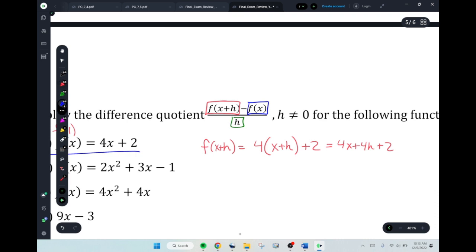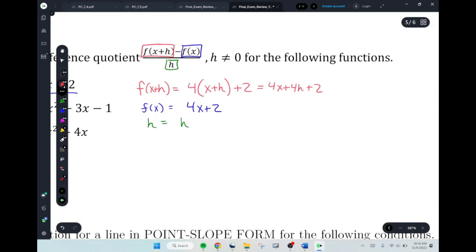Okay, what about the blue problem? What is f of x? 4x plus 2. And green problem, what is h? It doesn't do anything. Exactly. And now what do we do with those three answers? We plug them into this little formula, and we get 4x plus 4h plus 2 minus parentheses 4x plus 2 divided by h.